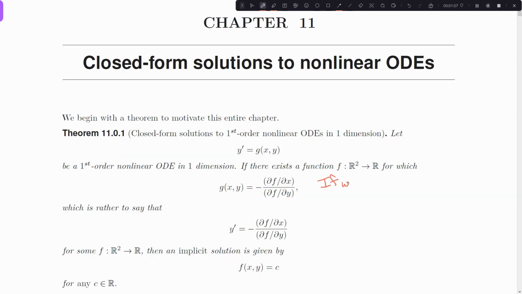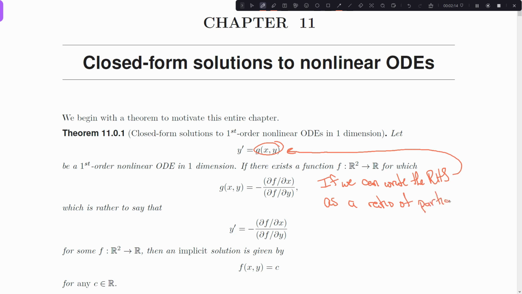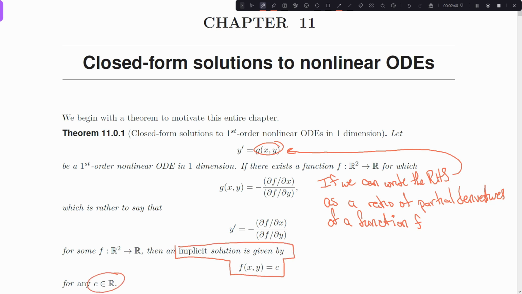So if we can write the right-hand side as a ratio of partial derivatives of a function f, then the implicit solution to the ODE is given by f(x, y) equals c for any c in R. This, for any c in R, is the free parameter we can use to fit initial conditions.